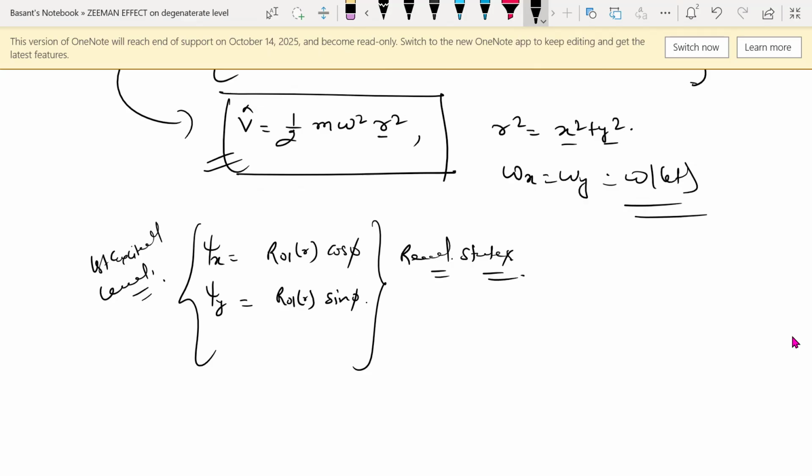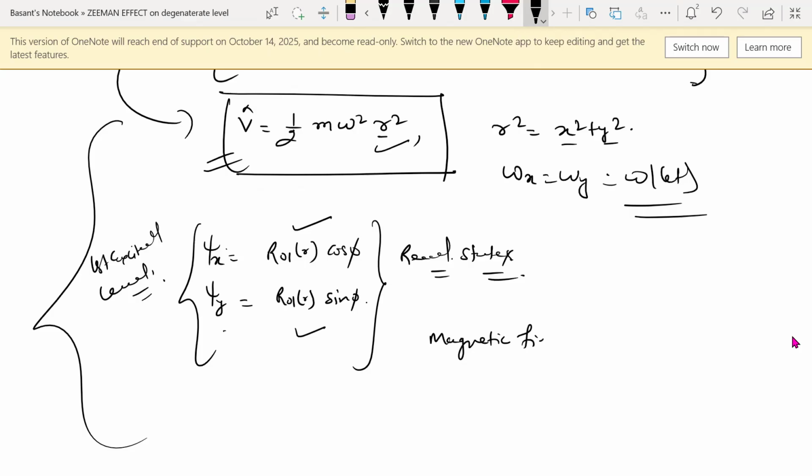So these are given in the question. You say that psi x is this, psi y is this, and the potential is this. Then what is the effect of a magnetic field on the level of the given system? This is our question.